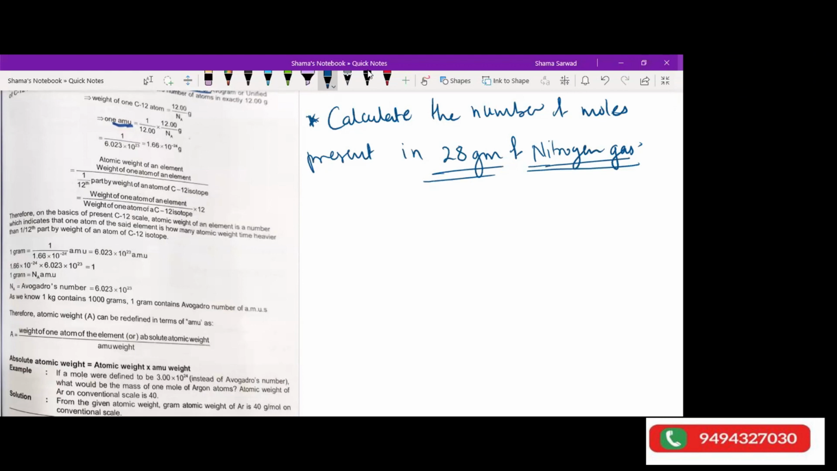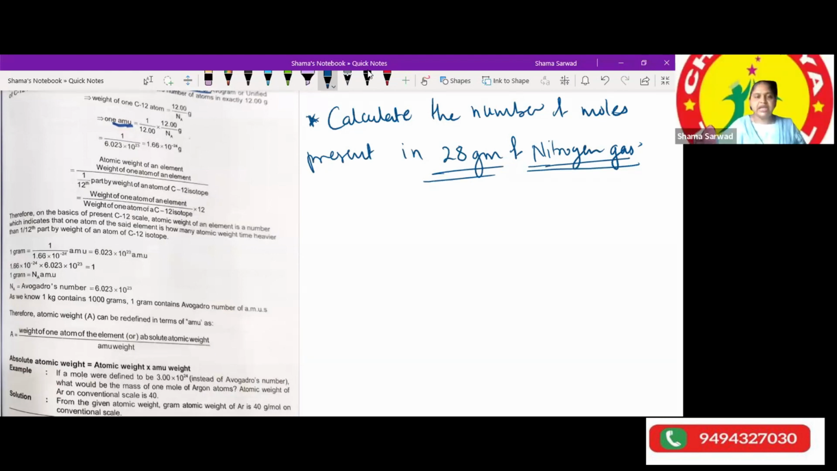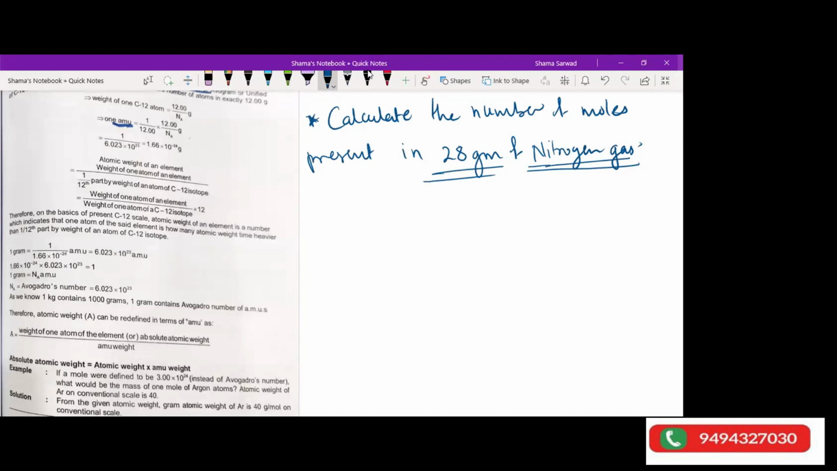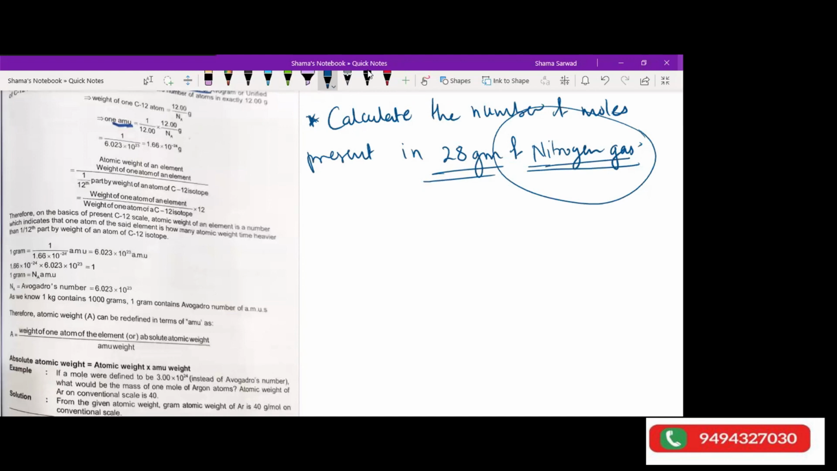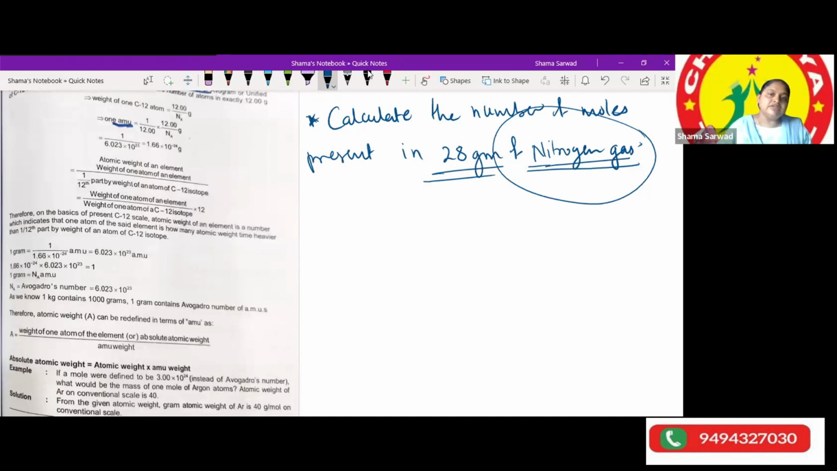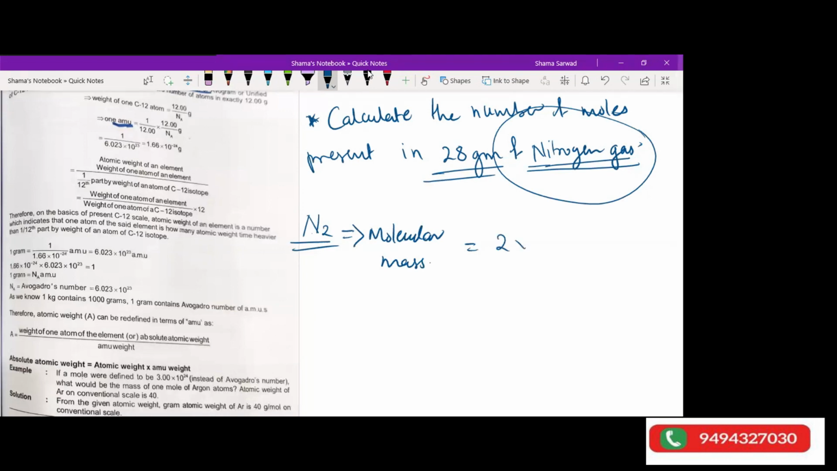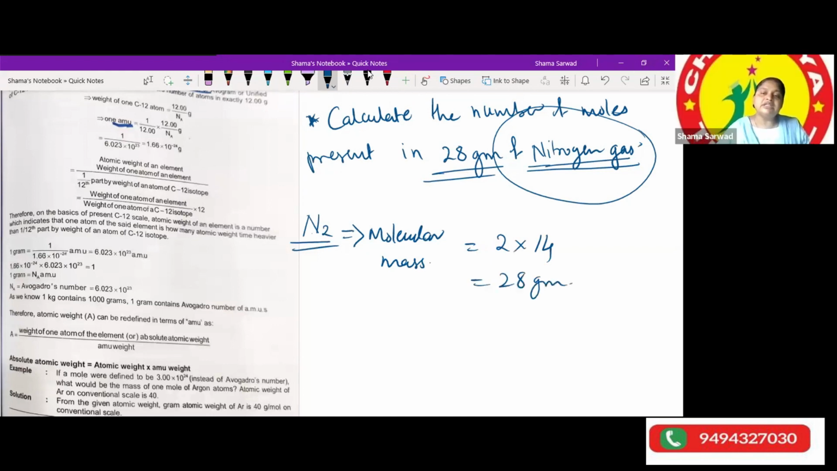So the basic difference is that nitrogen gas doesn't contain only atoms, it has molecules as well. So that difference you have to keep in your mind. If a gas is given, you have to consider it as an N2 molecule. Correct? And whenever you consider it as N2, that time you have to calculate its molecular mass. How many atoms of nitrogen are there? 2. Atomic mass of nitrogen? 14. 14 twos are 28 grams.